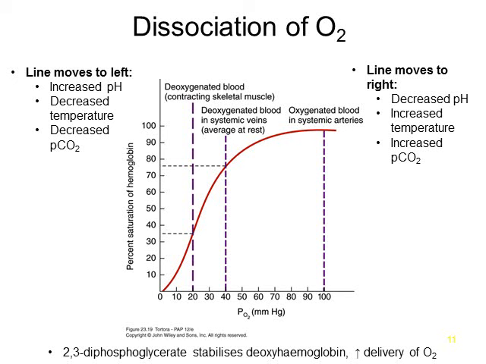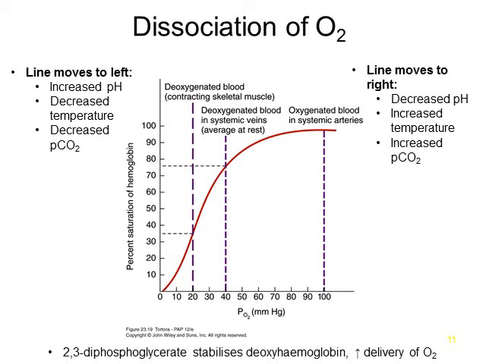So for example, if you're doing a lot of exercise, you're creating a lot of CO2. That would mean that your blood pH will become more acidic, it will drop. Your body temperature will increase, and you will increase the partial pressure of carbon dioxide. In doing so, the line moves to the right. That means that for any given partial pressure of oxygen, you will release more oxygen from the haemoglobin, so percentage saturation of haemoglobin will decrease.